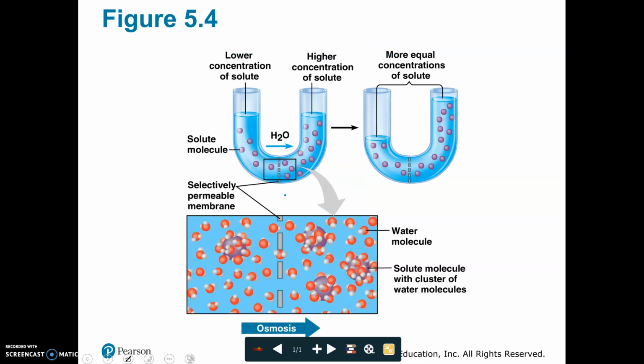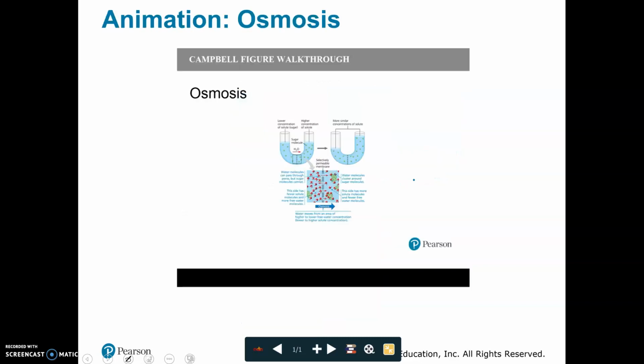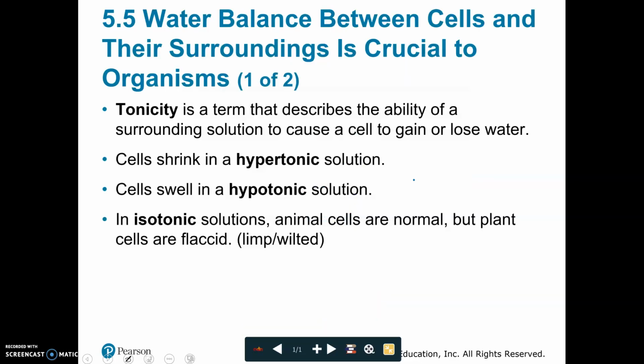See, this is showing the same thing. Notice how we have a much more concentrated solution on the right, a lot more dots, and they're saying only the water can pass. Which way is the water going to go? It's going to go towards the side with more solute, because that's the side that percentage-wise is going to have less water. Osmosis.